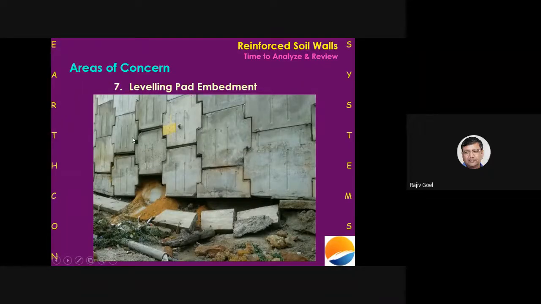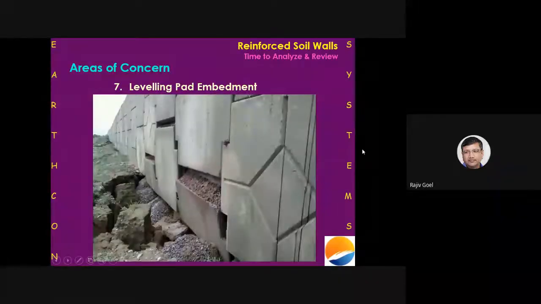Now, can anyone imagine how this has to be repaired? So it's very, very important that our leveling pad has to be embedded at least 1 meter below the outside finish level. Some more pictures to prove my point.